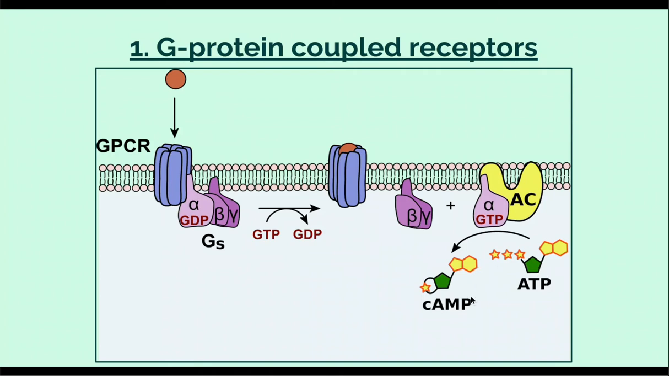This activates protein kinase A, and finally this activates even further proteins that eventually bring about the cellular response. And you can see that here you have GS, so the S stands for stimulatory. You can also have GI, which is inhibitory, so the alpha GDP complex would inhibit adenylate cyclase.